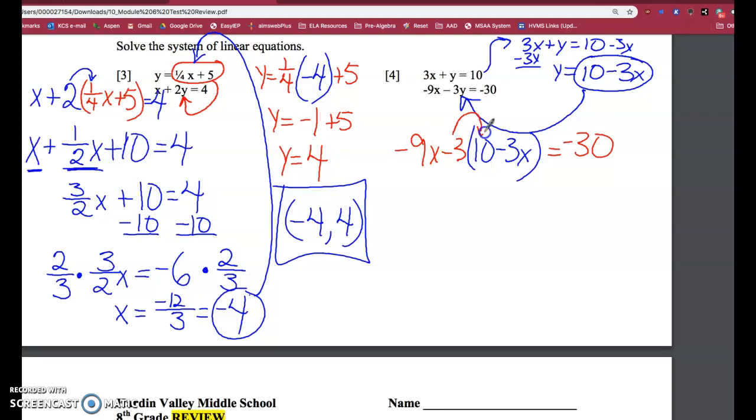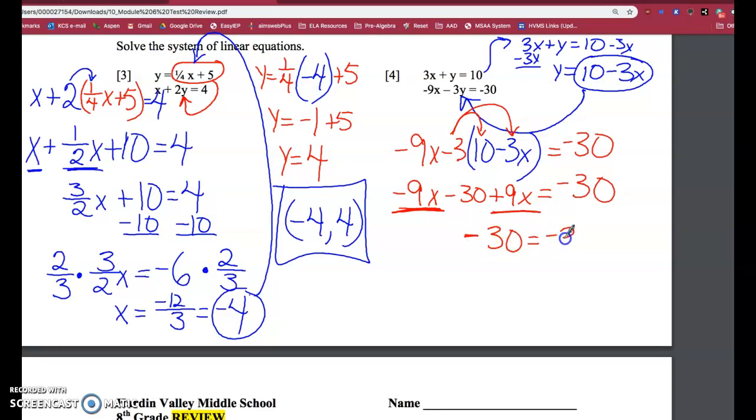Distributing, negative 3 times 10 is negative 30. Negative 3 times negative 3x is a positive 9x. Bring down everything else. Okay? Combine like terms. Negative 9x, positive 9x. Those combine, but they are opposites, so they equal 0. So we are left with negative 30 equals negative 30. The variables cancel. We are left with a true statement.